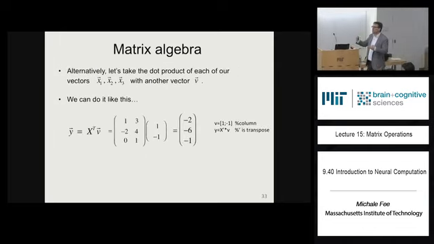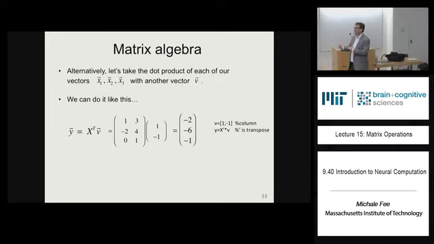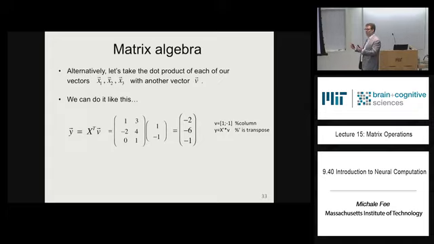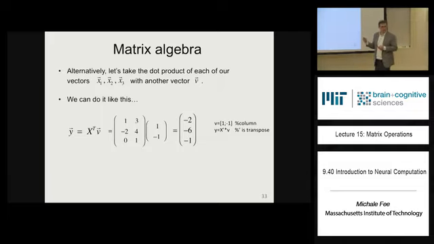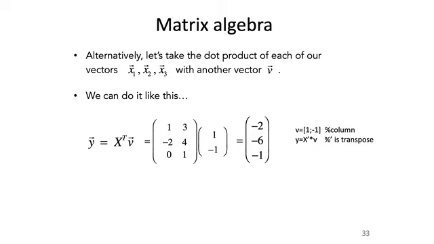All right, so I'm just showing you different ways that you can manipulate a vector and a matrix to compute the dot product of elements of vectors within a data matrix and other vectors that you're interested in. Okay?